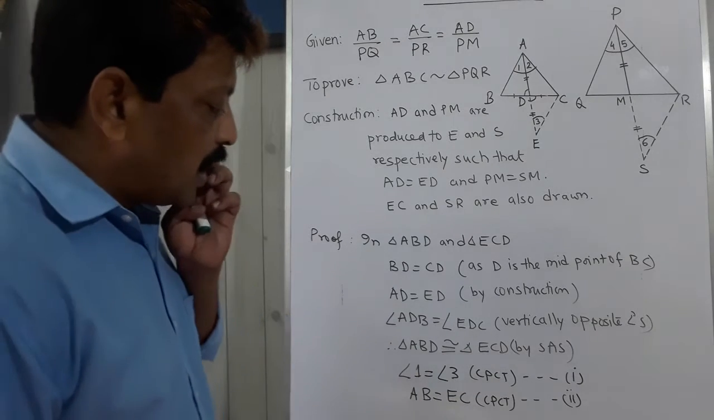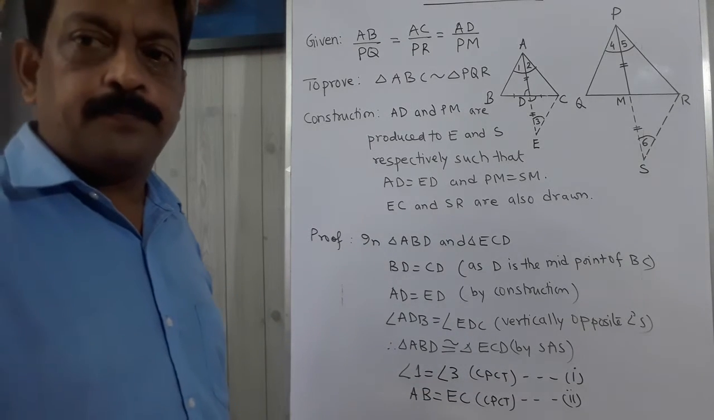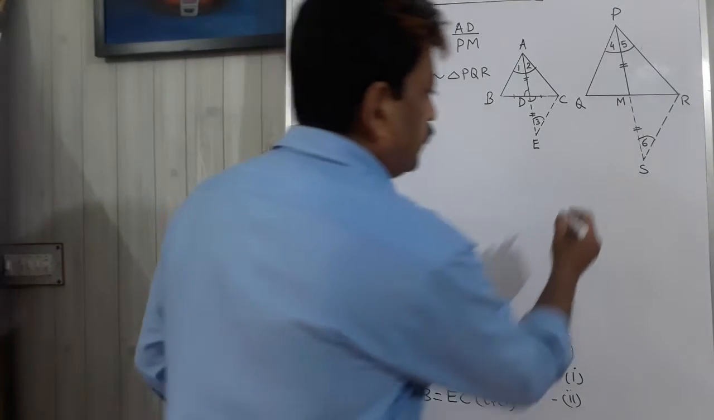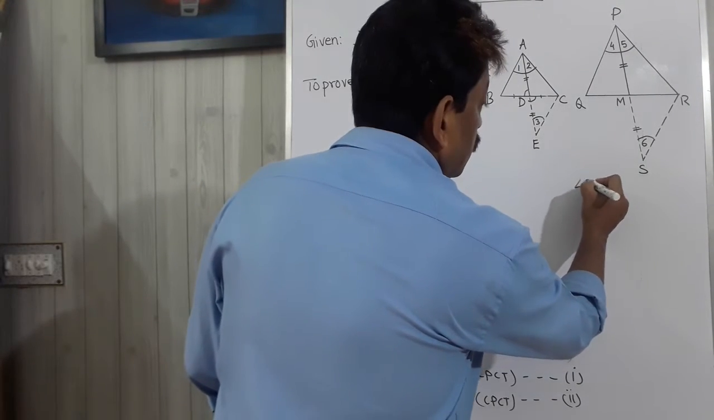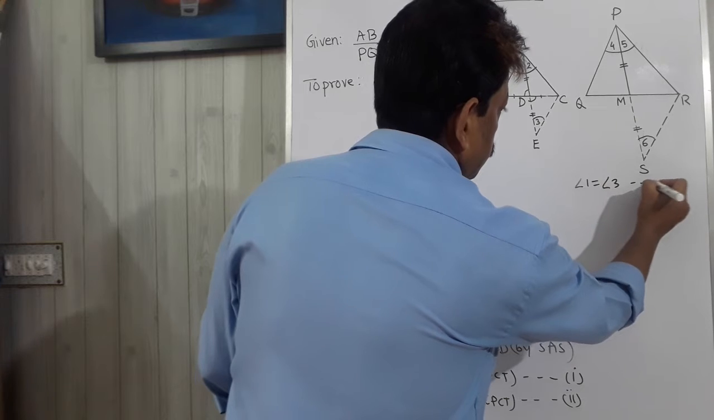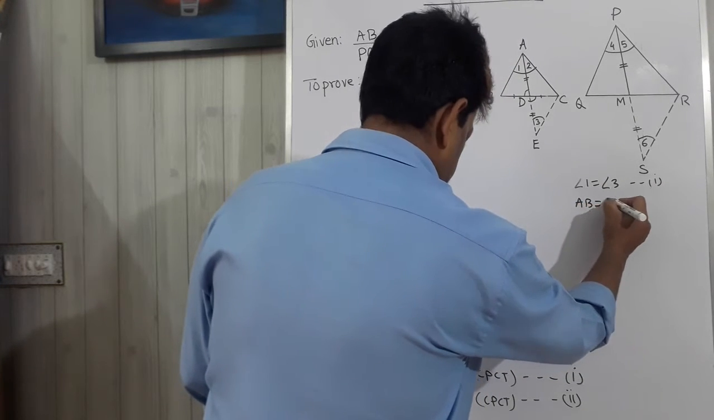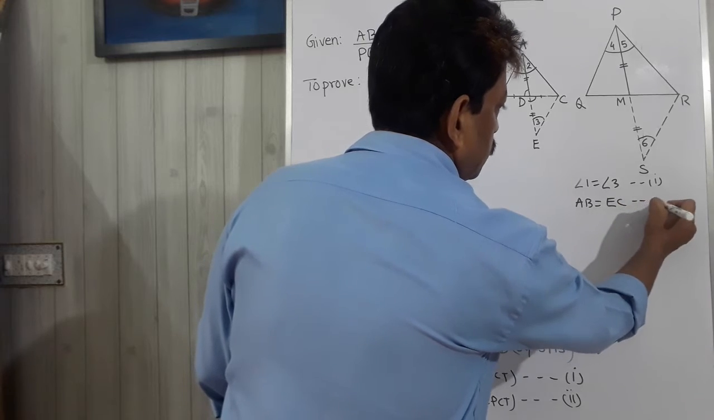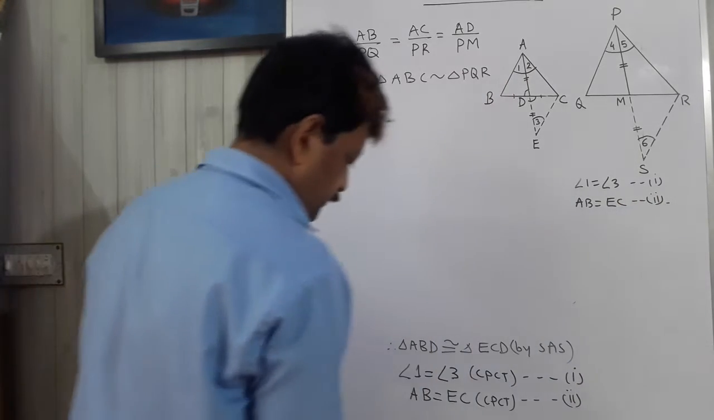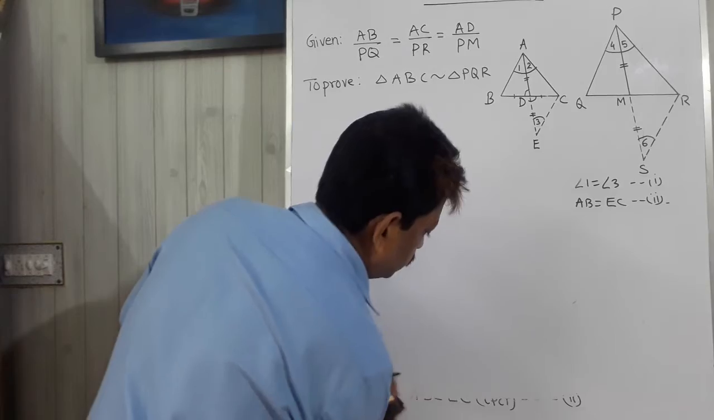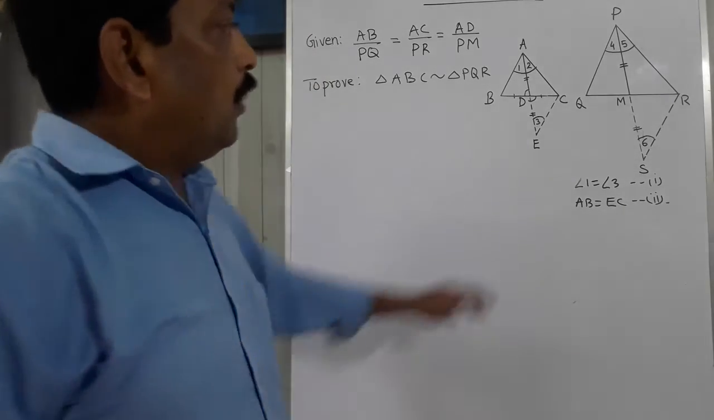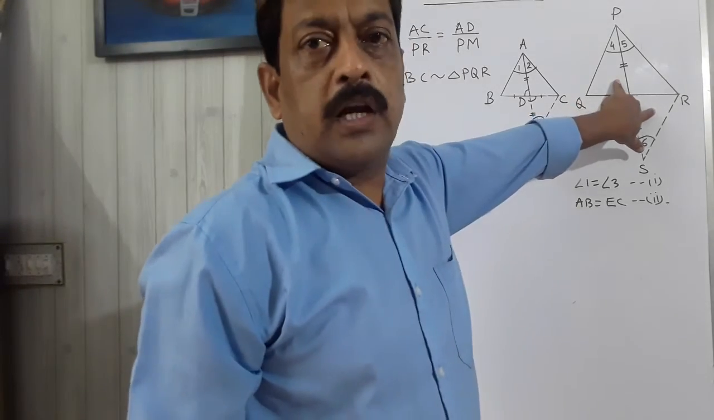So I have marked these angles as 1 and 2. Okay. So let me write these two equations here. This is equation number 1 and AB equals to EC. This is equation number 2. Now we have to prove that these two triangles are also congruent.